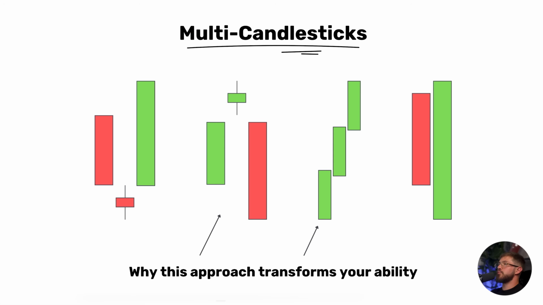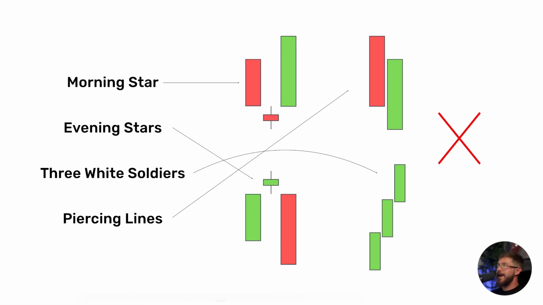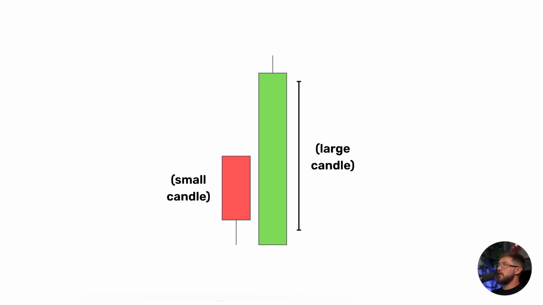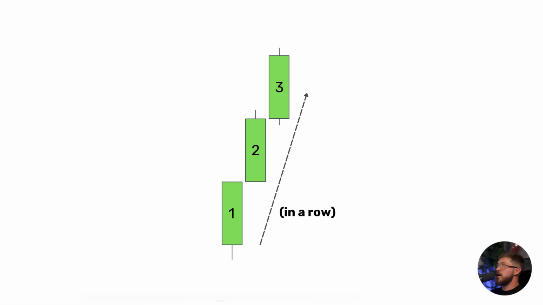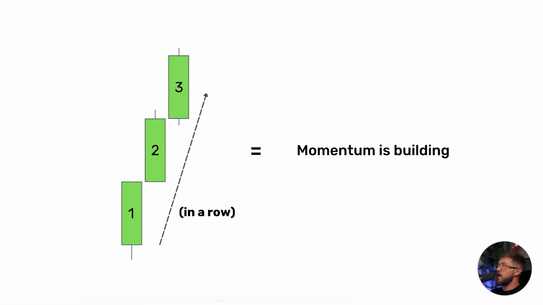And here's why this approach transforms your ability to read candlestick patterns in real time. Now, you're not just trying to match what you're seeing to memorized pattern names, you're reading the story that's being told. A small candle followed by a large opposing candle just means that one side got overwhelmed. Context tells you who got overwhelmed and what that means. 3 power candles in a row just means momentum is building. Context tells you what kind of momentum and where it's likely to go.